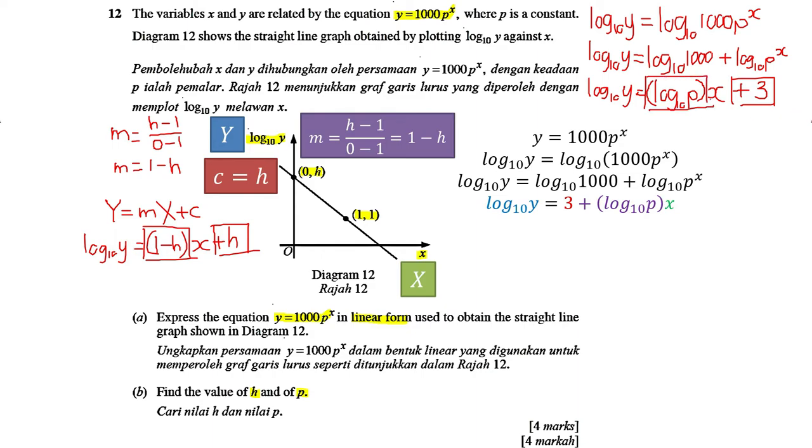We compare the y-intercept first. h is equal to 3. First answer. Now we compare the gradient. The h is 3, right? So put in the 3, you will get negative 2. So log 10p is equal to negative 2.